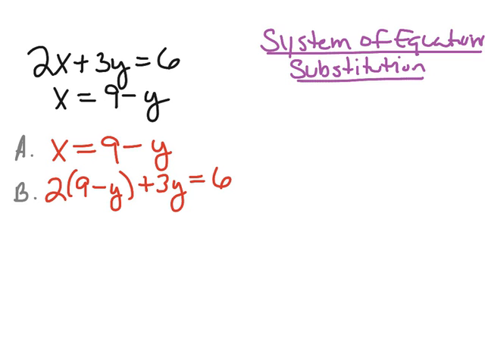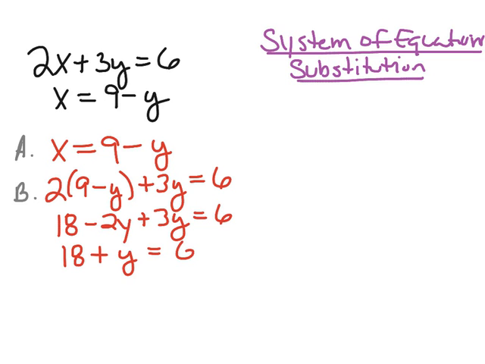So the first thing I'm going to do is use some distributive property. We're going to multiply 9 times 2, which is 18. We'll multiply 2 times a negative y, which is a negative 2y. We'll bring down the 3y equals 6. At this point, you'll notice there are some like terms that we can combine, the negative 2y and the 3y. We're going to go ahead and combine those. And a negative 2y plus 3y would give us a 1y. Of course, it's still equal to 6.